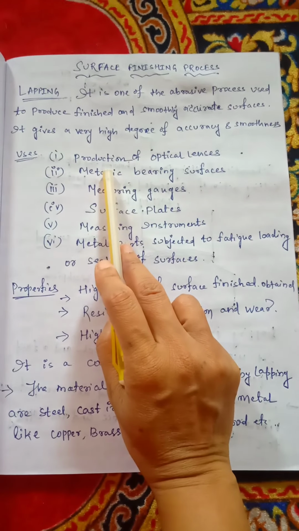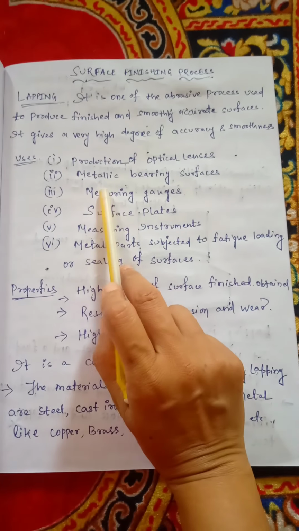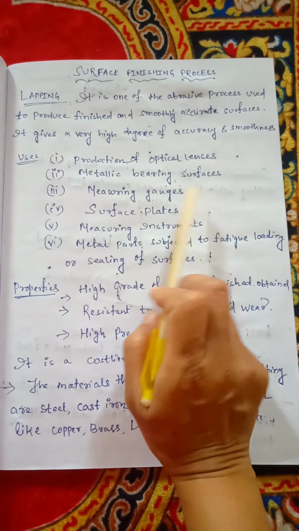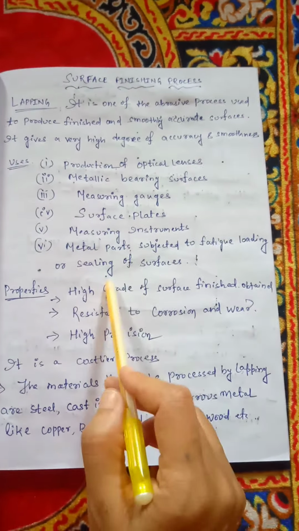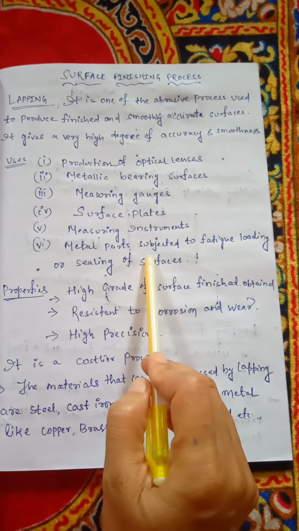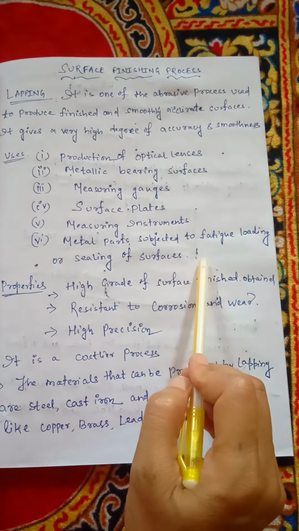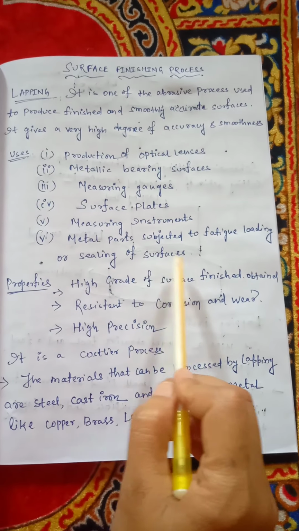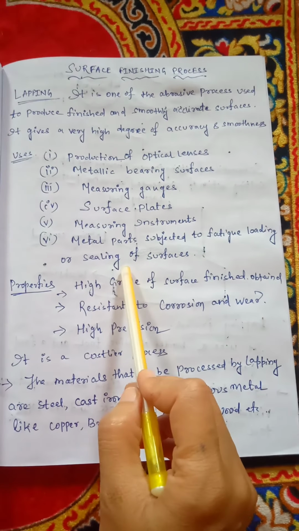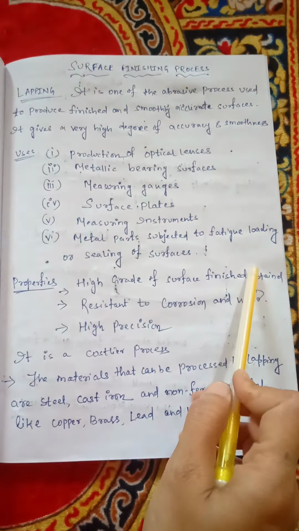It is used for, first, production of optical lenses, second, metallic bearing surfaces, third, measuring gauges, fourth, surface plates, and for measuring instruments. Most of the measuring instruments are finished by the lapping process, and it is also used for sealing of different surfaces and metal parts that are subjected to fatigue loading or failures.